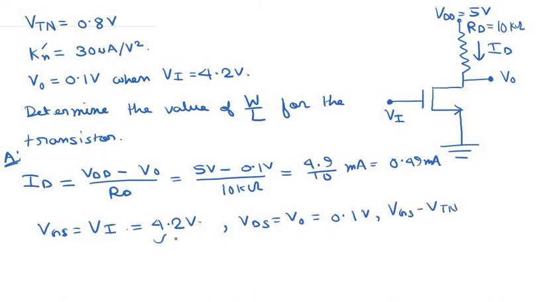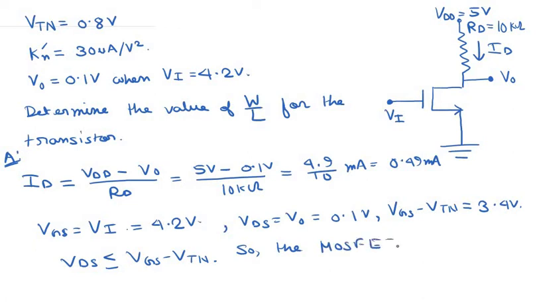So VGS is equal to 4.2 volts, VTN is equal to 0.8 volts. So this is equal to 3.4 volts. So VDS is basically less than or equal to VGS minus VTN. So the MOS is basically operating in the triode. Okay, so the MOSFET is basically operating in the triode regime. So we have to use the equation of the triode regime here.